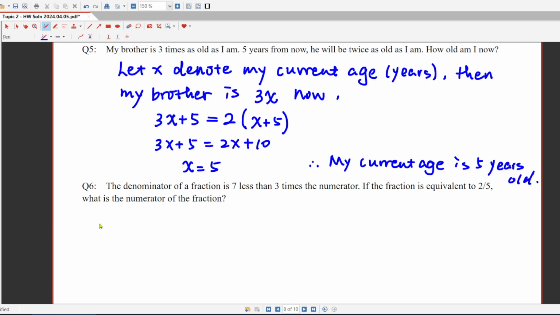Okay, any questions? Okay, if you want to use any letter that is not given to you, always remember to express its meaning explicitly. So for example, in this question, if you want to use x, you need to say the meaning of your x, right? In my case, x denotes my current age. So once you solve x, you solve my current age, right?